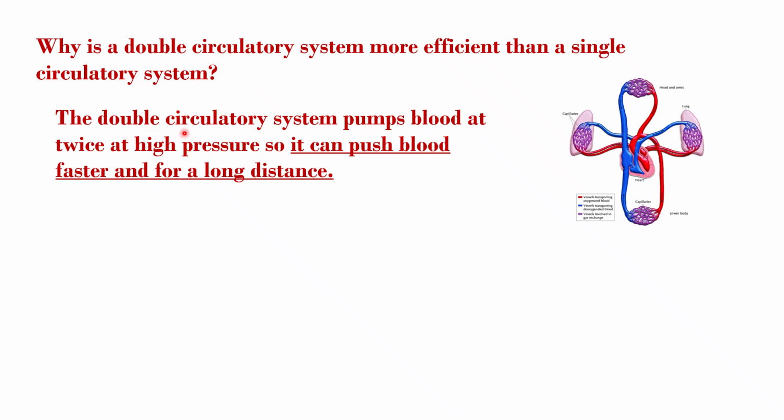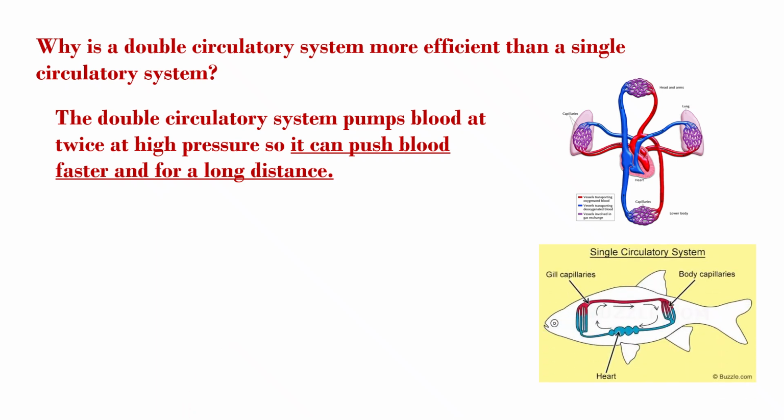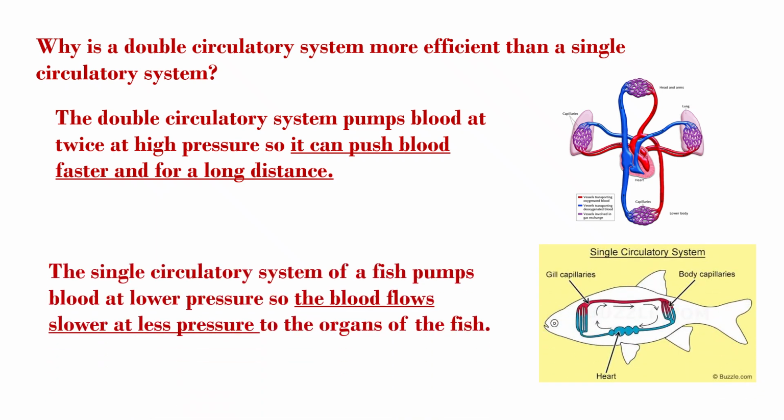Because the double circulatory system pumps the blood at a high pressure, it can pump the blood fast and also for a long distance. What about the single circulatory system of a fish?